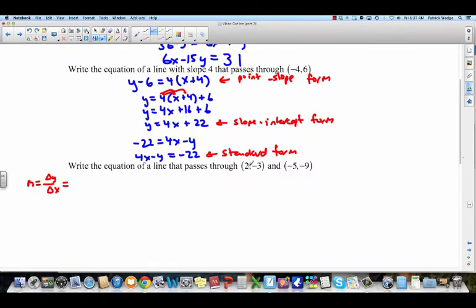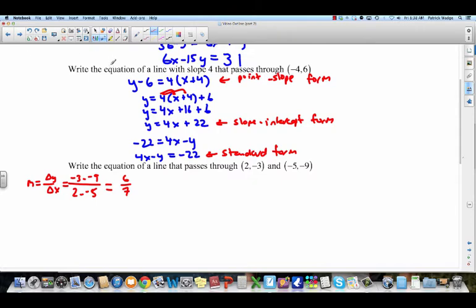Okay, so change in y. Well, I'll do it this way. I'll go negative 3, take away negative 9, and then since I did this one take away that one, I have to do 2, take away negative 5. Okay, negative 3 take away negative 9, that becomes positive 9, so that's 6. And 2 take away negative 5, again we're adding here, so 7. There's our slope, 6 over 7.